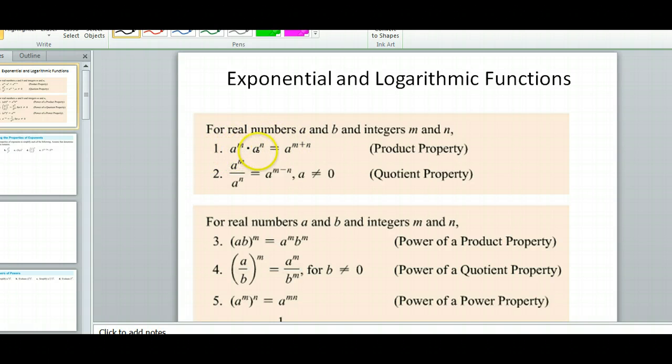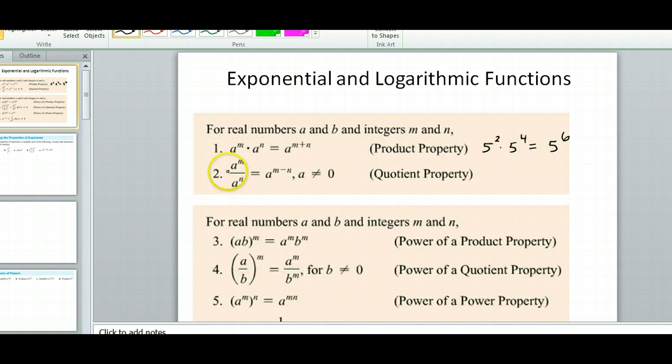If I have the same base to different powers multiplied together, I just add the two powers together. So this would be like if I had 5 squared times 5 to the 4th. Right, that equals 5 to the 6th.